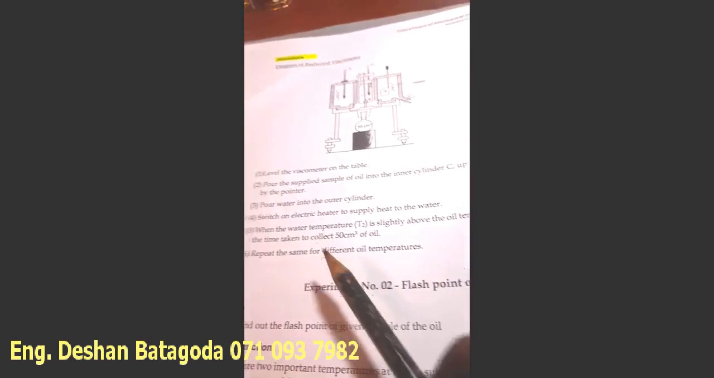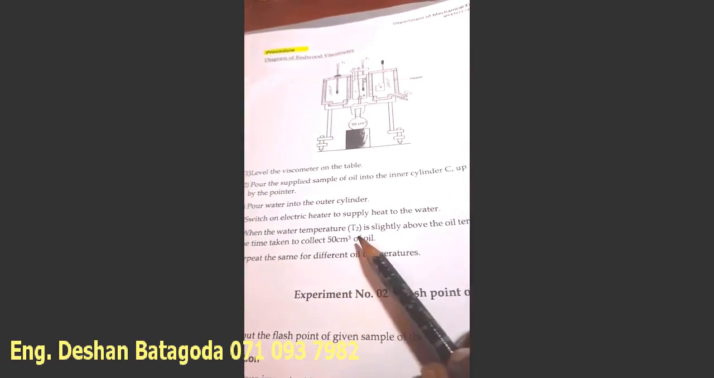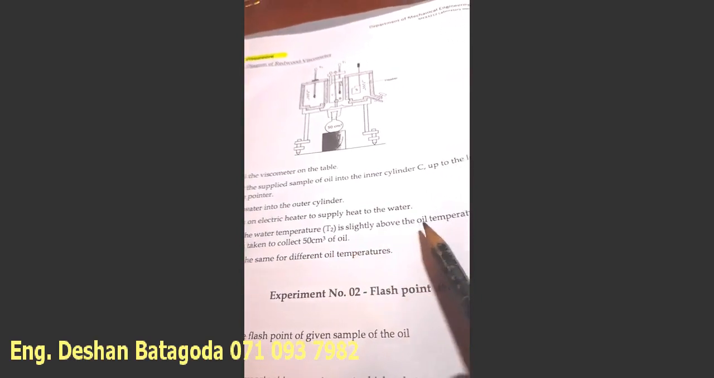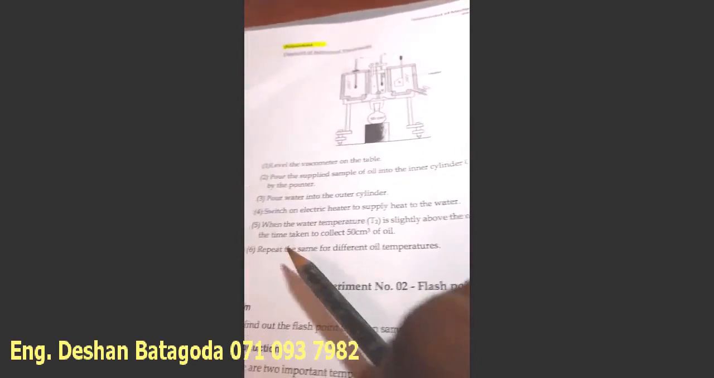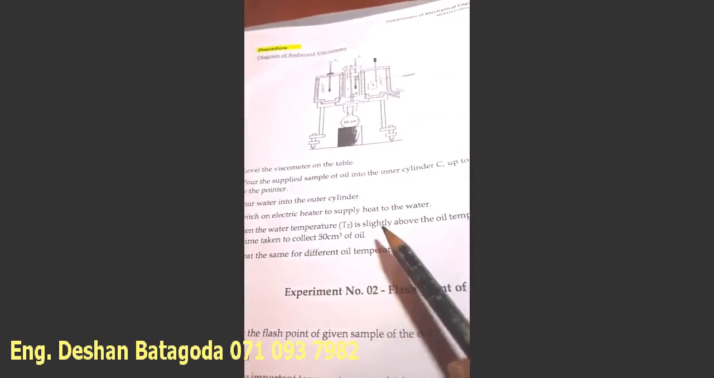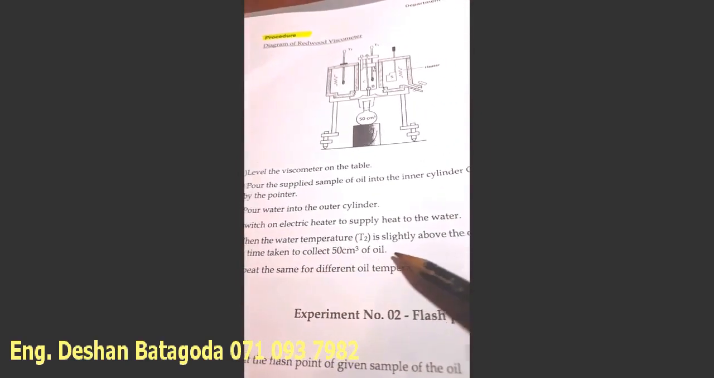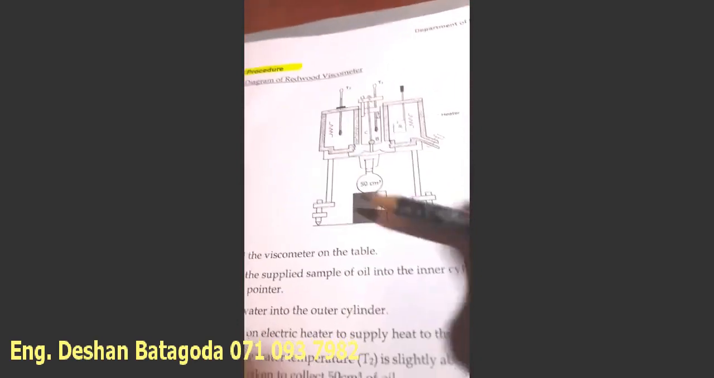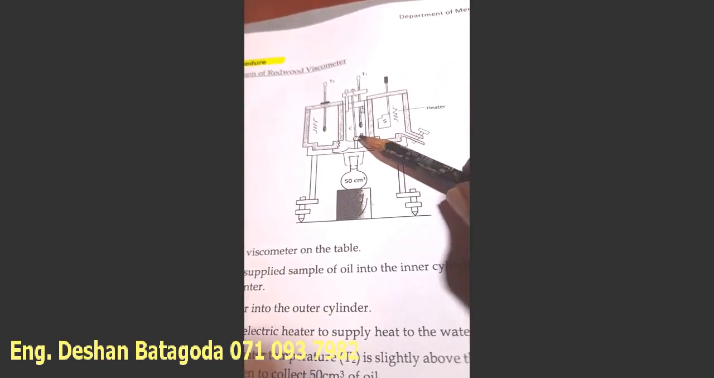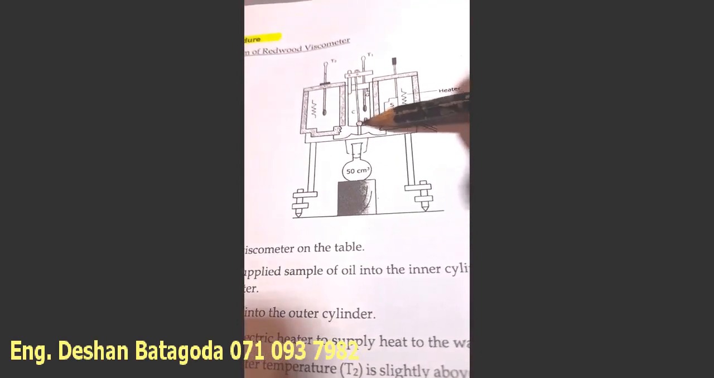Then when the water temperature T2 is slightly above the oil temperature T1, be very careful, then measure the time taken to collect 50 centimeter cube of oil, right? Now at the time of collecting, you can just release this. Now here you can see this pin like thing, right?